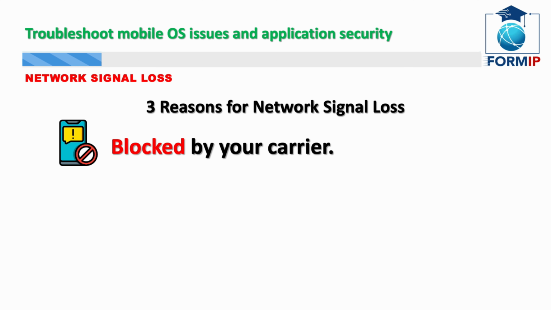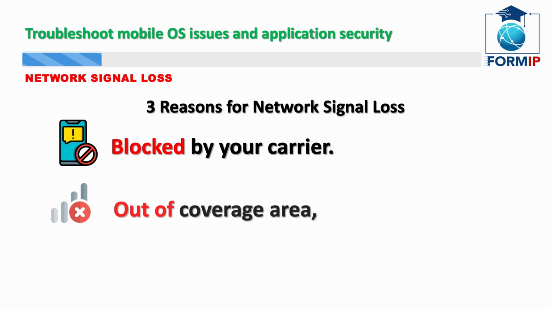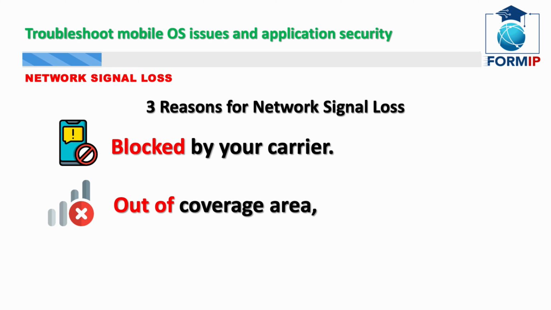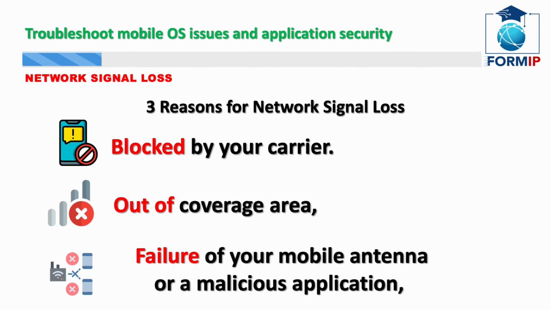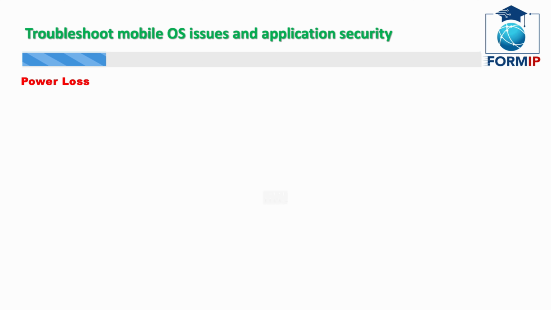What causes this service interruption? The second reason is that you are not in a coverage area of one of the telephone operators. The closer you are to an antenna, the better the data will be received. And the last reason is that it can come from a failure of your mobile antenna, or from a malicious application that causes problems.